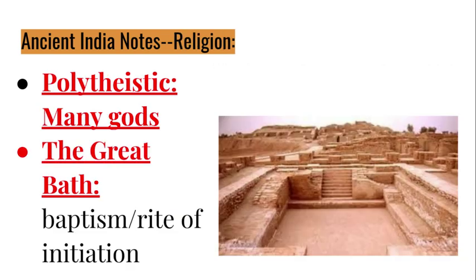For religion, like every other ancient civilization we've looked at, Egypt, Mesopotamia, and China, ancient India practiced polytheism, or they were polytheistic, which means they believed in multiple gods. India was much like China, where it wasn't just a few gods, it was hundreds and almost thousands of gods. We're going to look into that more when we focus on world religions later this week and next week.